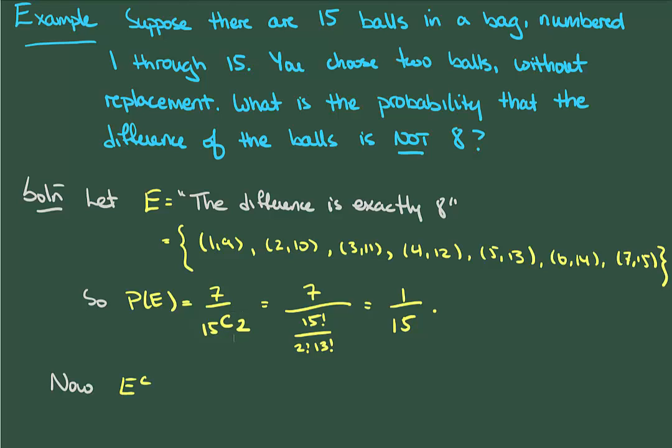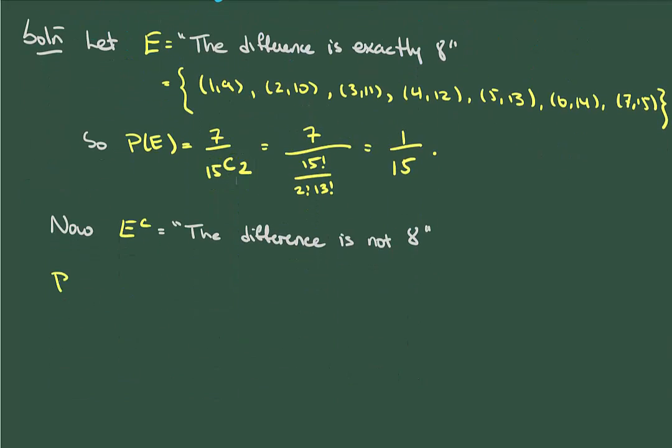Well, now what we're really after is the complement of E though, which is the likelihood that the difference is not 8. So if I subtract 1/15 from 1, that gives us a probability of 14/15, and that's exactly what I was after.